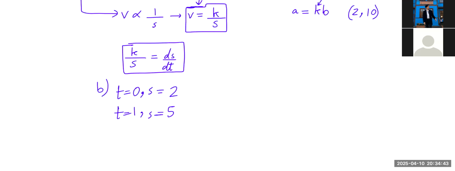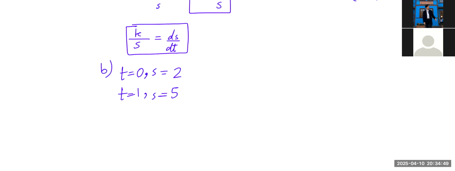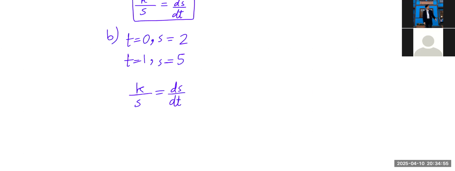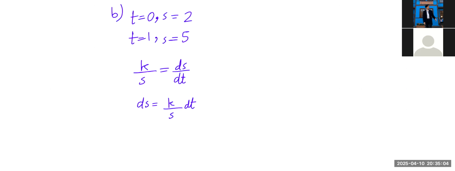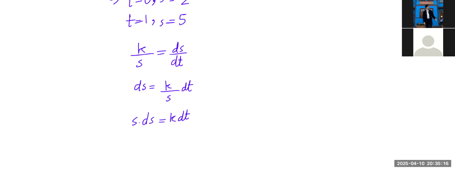Separation of variables. We see two variables, we see a differential equation. We can convert that to a separated variable situation. So how do you suggest we start with that? So we could do ds equals k over s times dt. And then we could do s times ds equals k dt. And then that's it, right? Because all the s's are on the left side, all the t's are on the right side. Don't worry about the k. It's a number. It's just that we don't know it yet. It's not a variable. So integrate both sides.